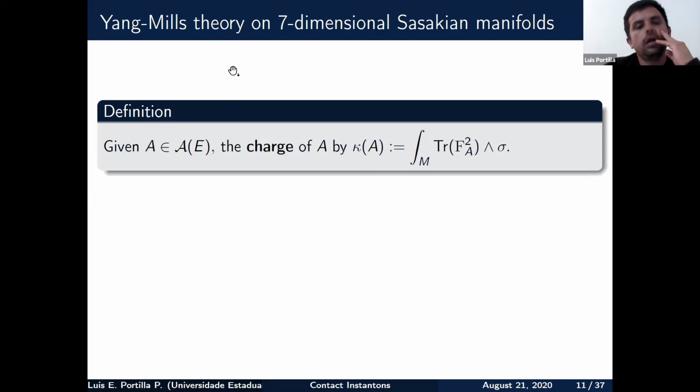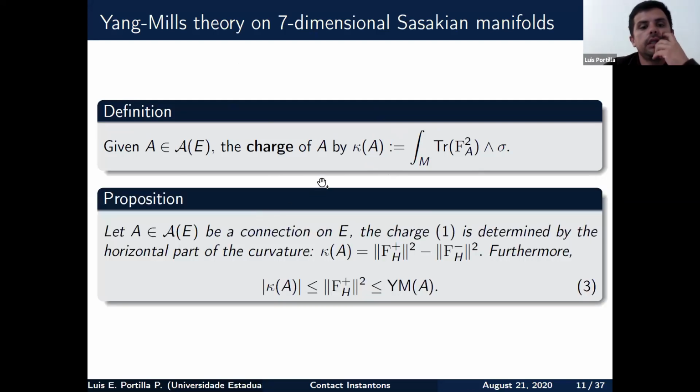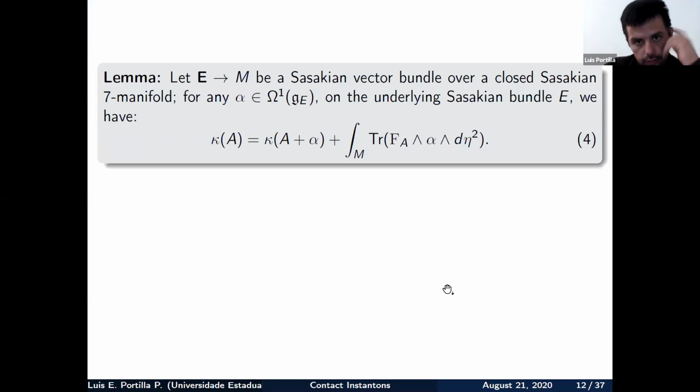I can also define a Yang-Mills theory in this case. If I define a charge for a connection A to be this expression, I can see that this charge depends only on the transverse curvature. This part is the self-dual part of the curvature, and this is the anti-self-dual part. I have this inequality, and here is the Yang-Mills functional. The important point here is that on a variation of A, the charge differs by this term.